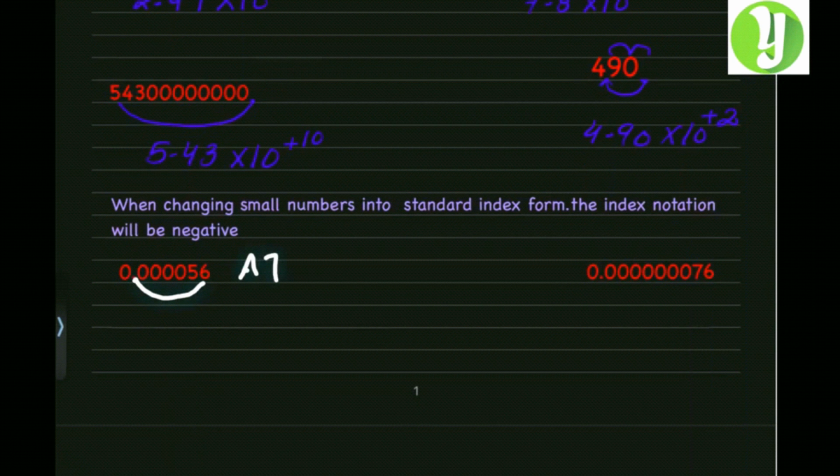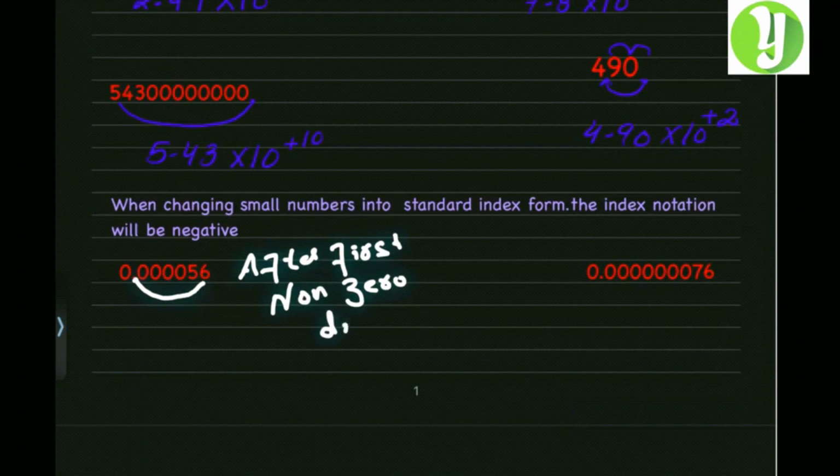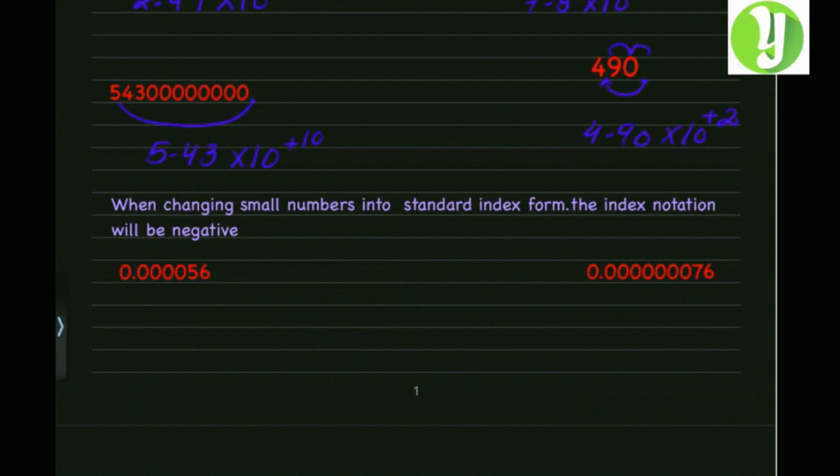After the first non-zero digit. So if I convert this decimal after the first non-zero digit, it can be converted after 5. So it's 5.6 times 10 to the power of 1, 2, 3, 4 and a 5, and it's a negative 5.